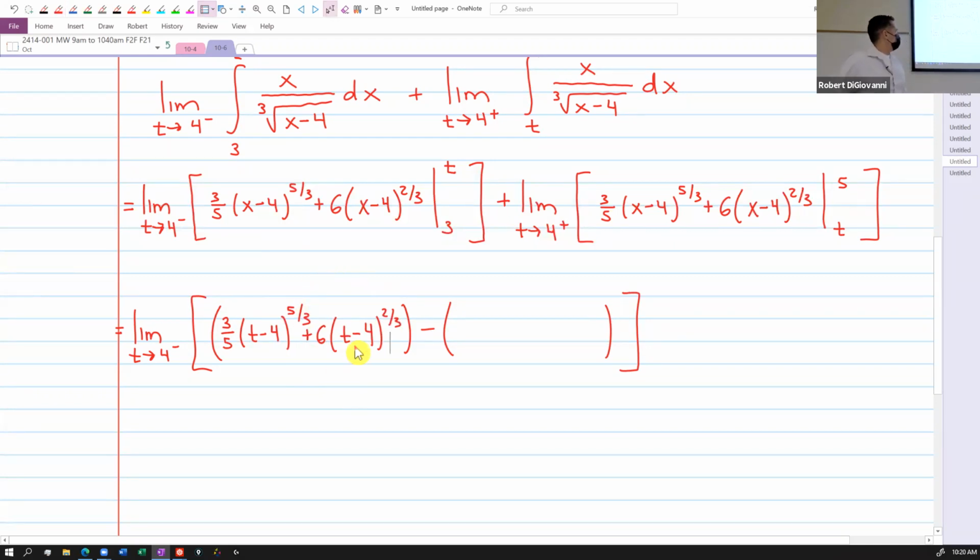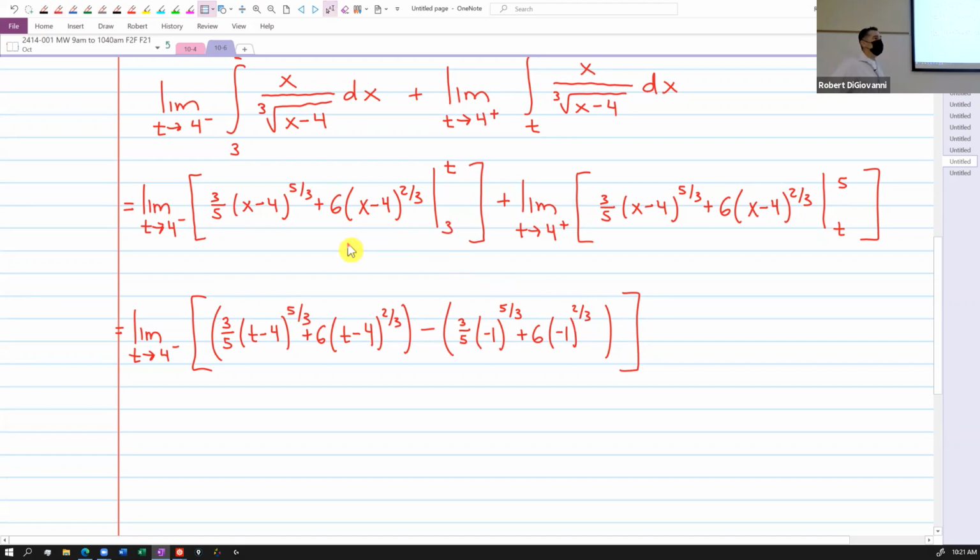Just thinking about this, and I'm kind of thinking ahead here. What's going to happen when I let t go to 4 here? Right, I'm going to let t go to 4. These are going to be zeros, aren't they? And they're just going to 0 and 0, and that should be nice. It's all going to go away. I'm not going to get an infinity there. Okay, but I still need to plug in 3. So if I plug in 3, it'll be 3/5. Let me go ahead and plug 3 in here. 3, take away 4, I get -1, raised to the 5/3. Then plus 6, and then -1 to the 2/3.